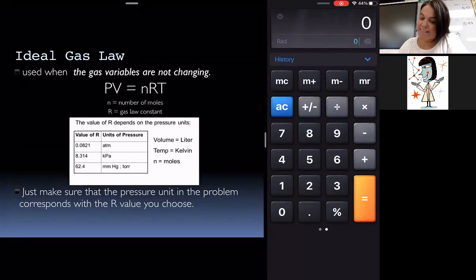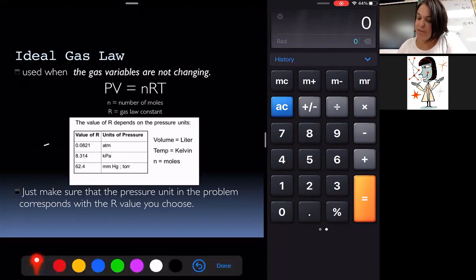Let's talk about the ideal gas law. The ideal gas law is used when the gas variables are not changing. Sometimes people pronounce it PVNRT. It's PV equals nRT. P and V should be something you recognize, pressure and volume. T is temperature. It needs to stay in Kelvin.